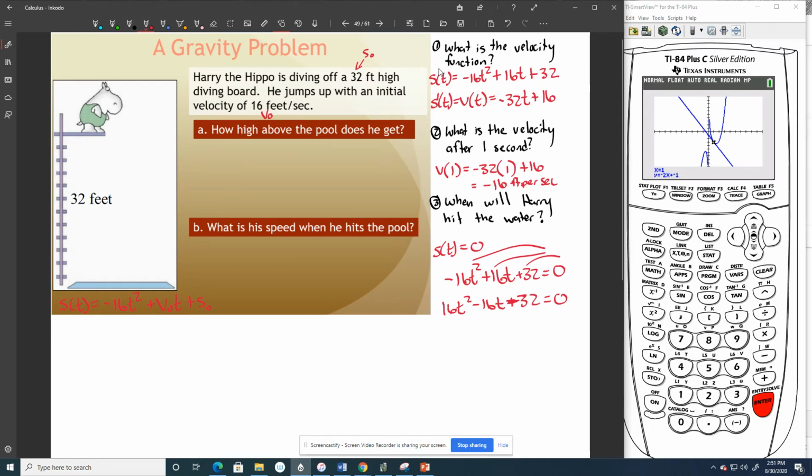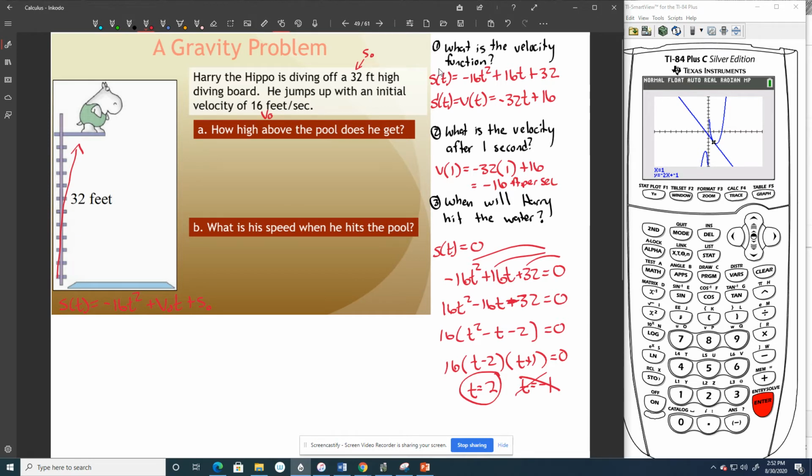Now I'm going to factor. I'm going to pull out the 16, and I'm left with t squared minus t minus 2 is equal to 0. And I can factor this one. That's just t minus 2 and t plus 1 equals 0. So what that tells me is I'm going to hit 0 at 2 different points in time, when my time is 2 and when my time is negative 1. Now, in the context of this problem, a time of negative 1 doesn't make any sense, because technically that would be when Harry the Hippo was going up to the top. So we're going to ignore the negative time, and we're going to focus on when the time is equal to 2.